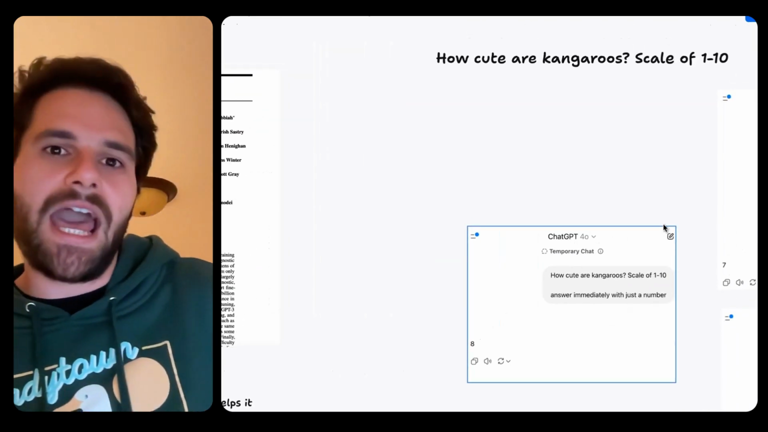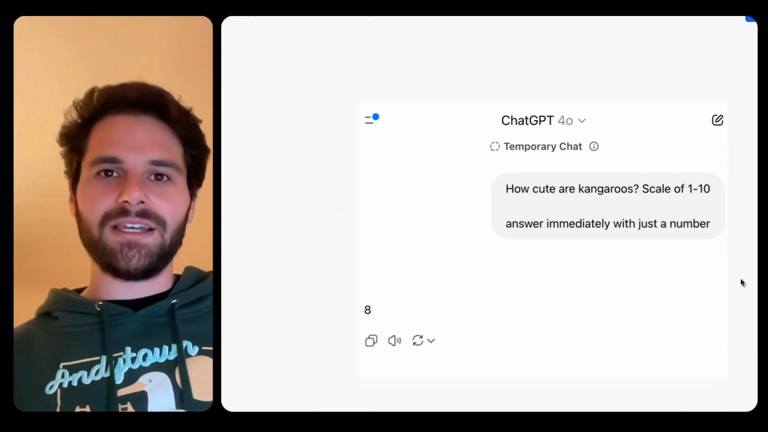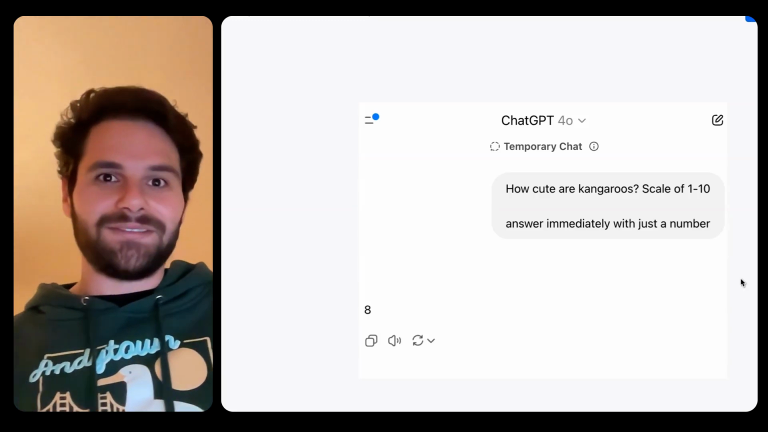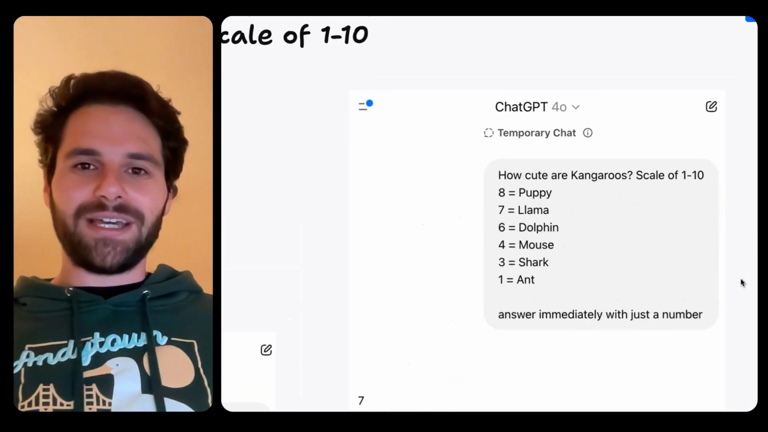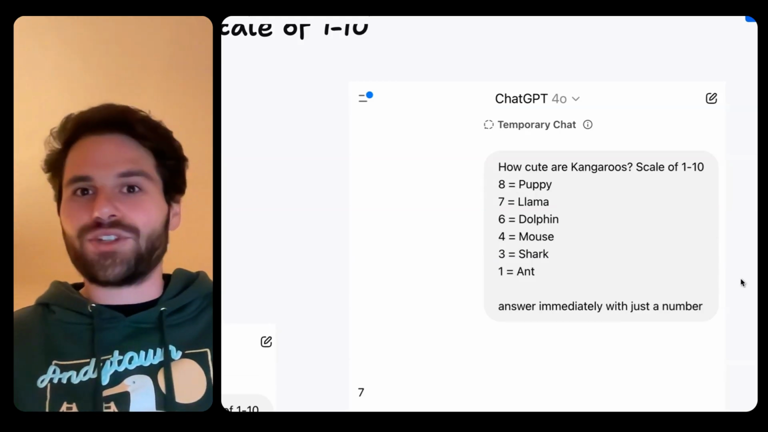Let's say my question is, how cute are kangaroos on a scale of 1 to 10? I asked ChatGPT, and it said 8. But what's the scale? I don't know. So now you say, okay, how cute are kangaroos on a scale of 1 to 10? Puppies are an 8, and sharks are a 3.